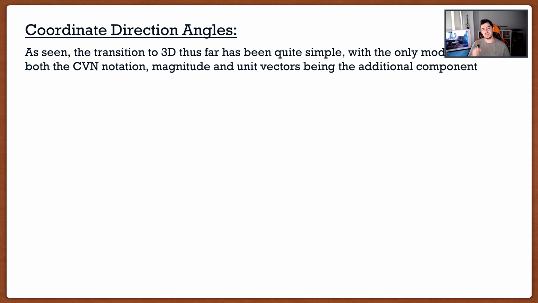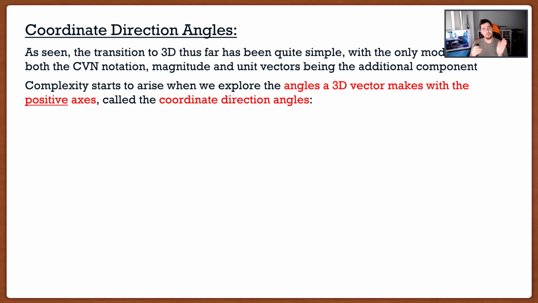So 3D starts to get a little bit more complex when we start talking about coordinate direction angles. Remember in 2D, if we had the two components, it was very easy to see the angle that the vector made with the x-axis. And if I knew the angle the vector made with the x-axis, it's very easy to determine what angle the vector makes with the y-axis. I just go 90 degrees minus that angle. In 3 dimensions, it gets a little bit more tricky because we actually have 3 axes we need to consider. So coordinate direction angles are the angles a 3D vector makes with the positive axes.